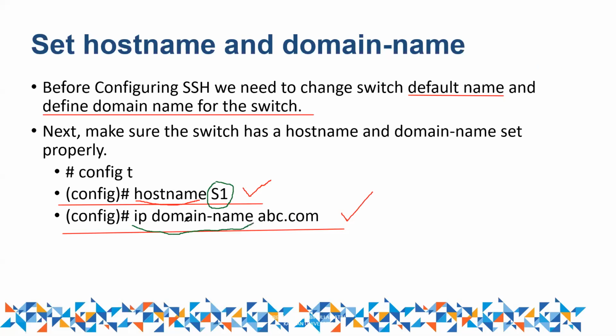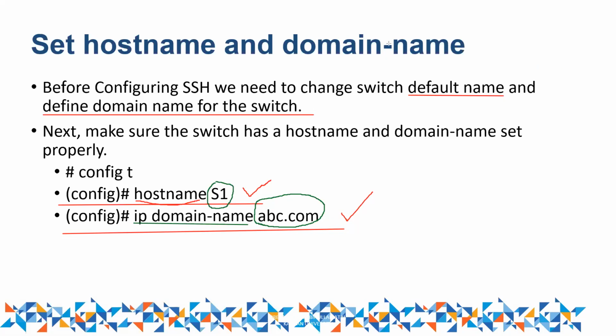So this is the command, okay? The IP domain name is the command, and this will be our domain name. Domain name means your autonomous network name, okay? abc.com. It is required for the switch. So remember, it's a command. abc.com is something which we will define, okay?